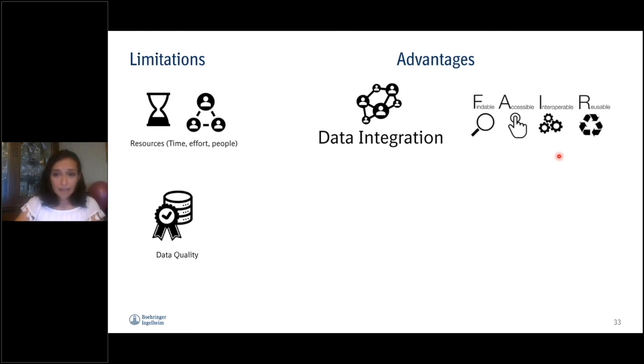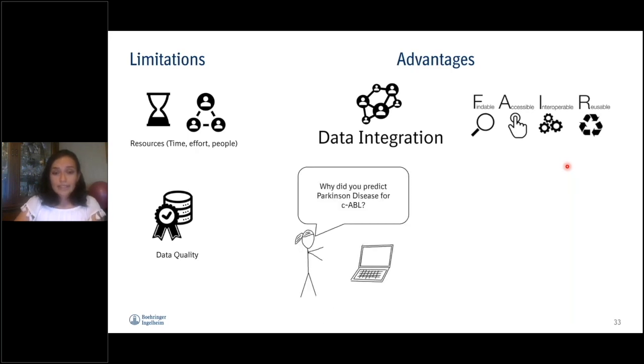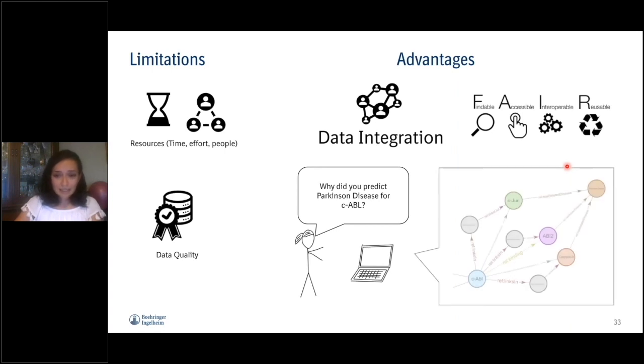verification, and now our data is findable, accessible, interpretable, and reusable within the organization. And also, it's a glass box approach. When I predict between a target and disease, I can have a story to tell about how this prediction works, so it's not really a black box approach.